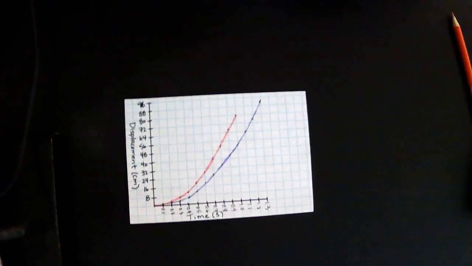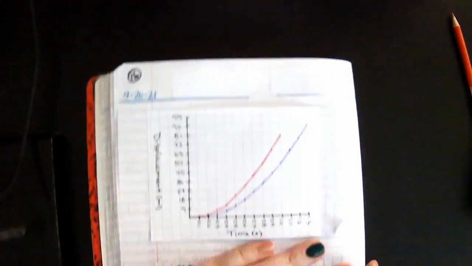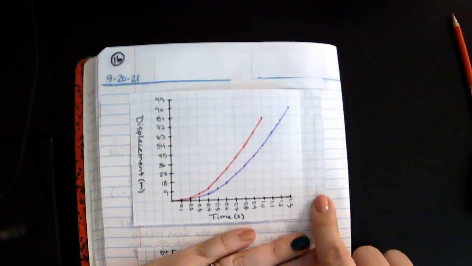So once you have your lines drawn on there, you're going to take your single piece of graph paper and you're going to glue a tab right here on the right edge.